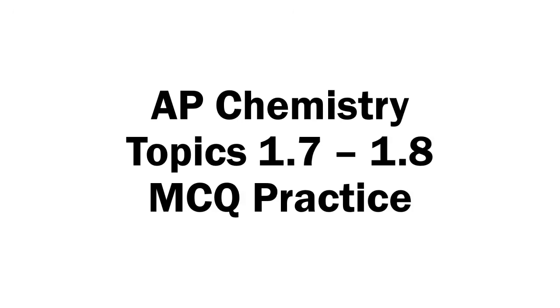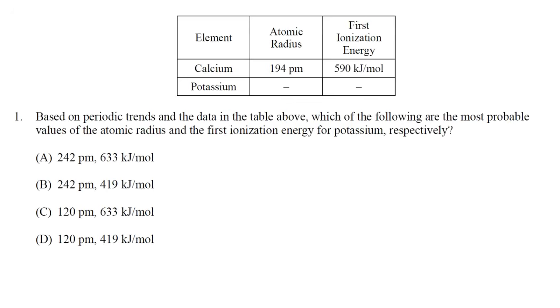Now let's take a look at our first multiple choice question. Question 1 says, based on periodic trends and the data in the table above, which of the following are the most probable values of the atomic radius and the first ionization energy for potassium, respectively?